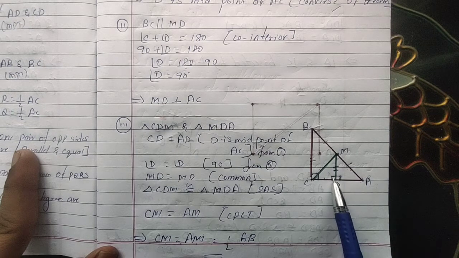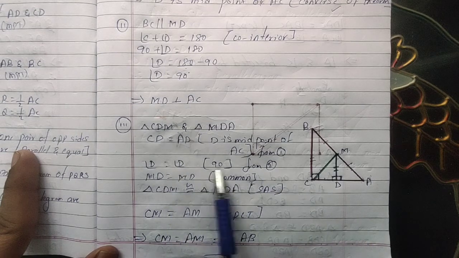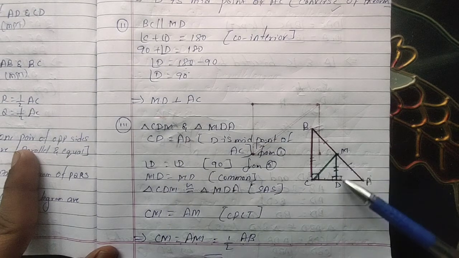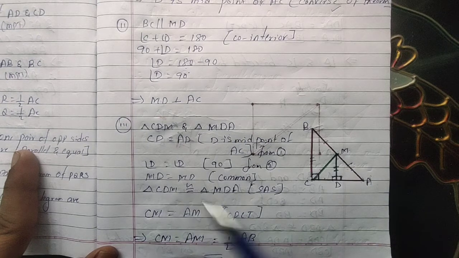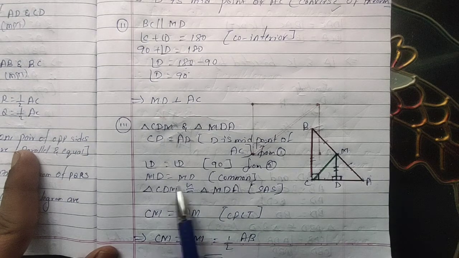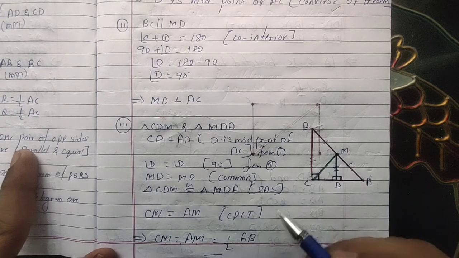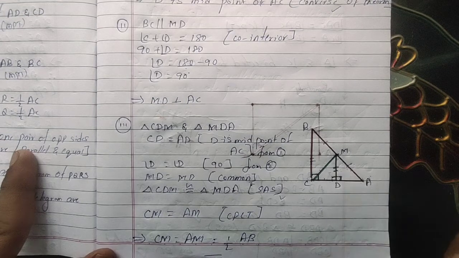And this angle D is 90, means this is also 90. So, in these two triangles, angle D is 90 degrees. And MD is a common side for these two triangles. So, two sides and the included angle of this triangle and of this triangle are equal. Therefore, CDM triangle is congruent to MDA triangle. I proved these two triangles are congruent.